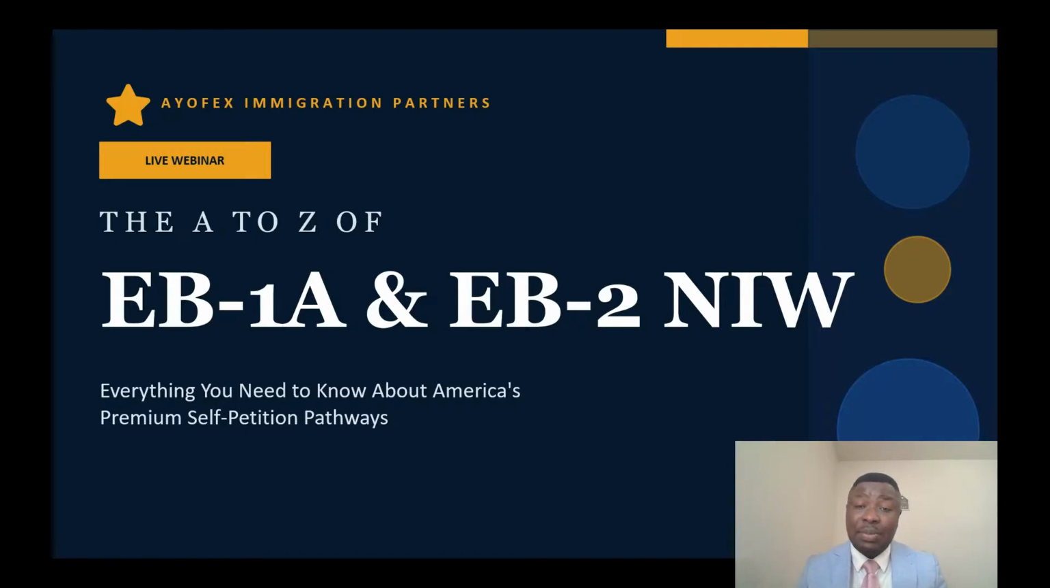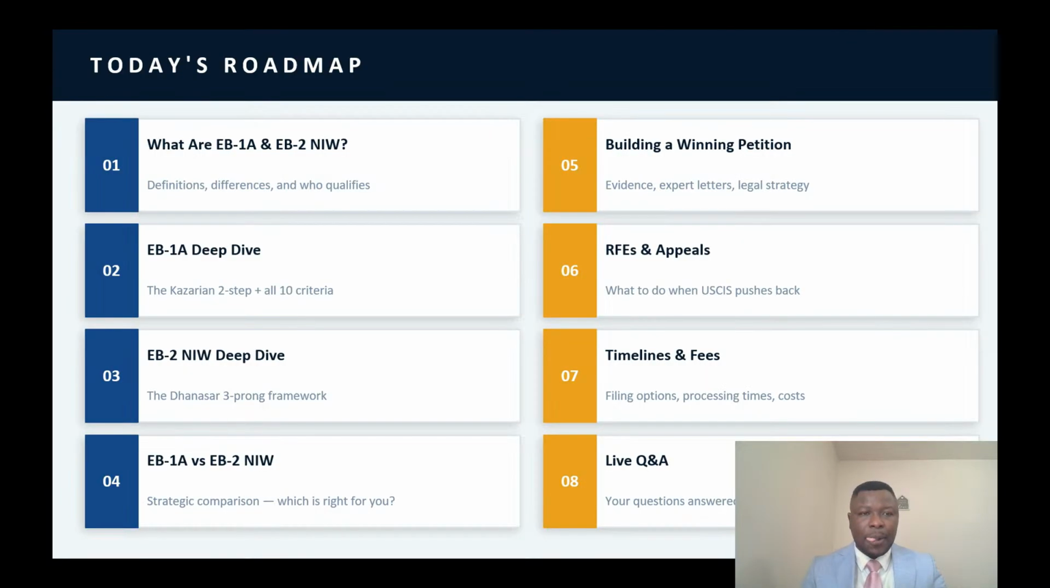So what that means is that if you're in the US or you are outside the US, you do not need an employer to file for you. You do not need somebody to file a green card for you. You can file the green card by yourself. So in this webinar, we'll be looking at how to go about it, how to file for a green card by yourself. So this is today's roadmap.